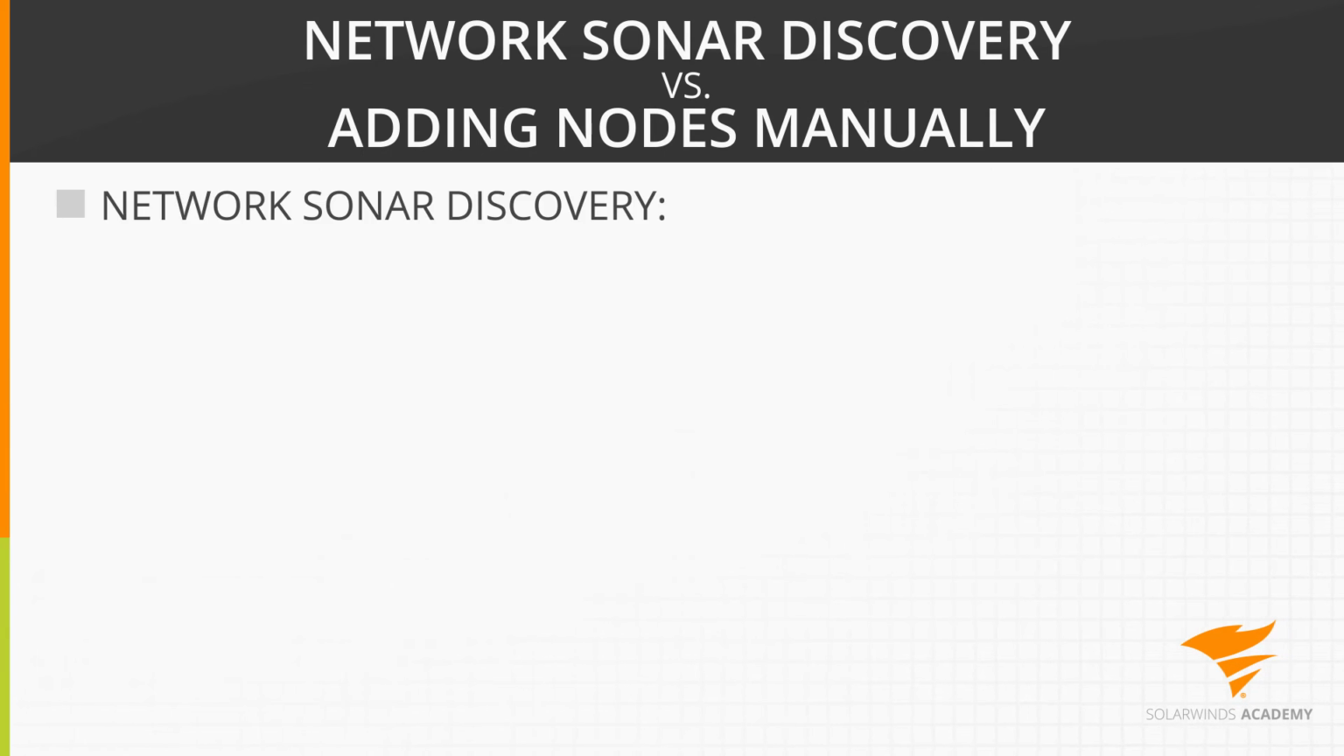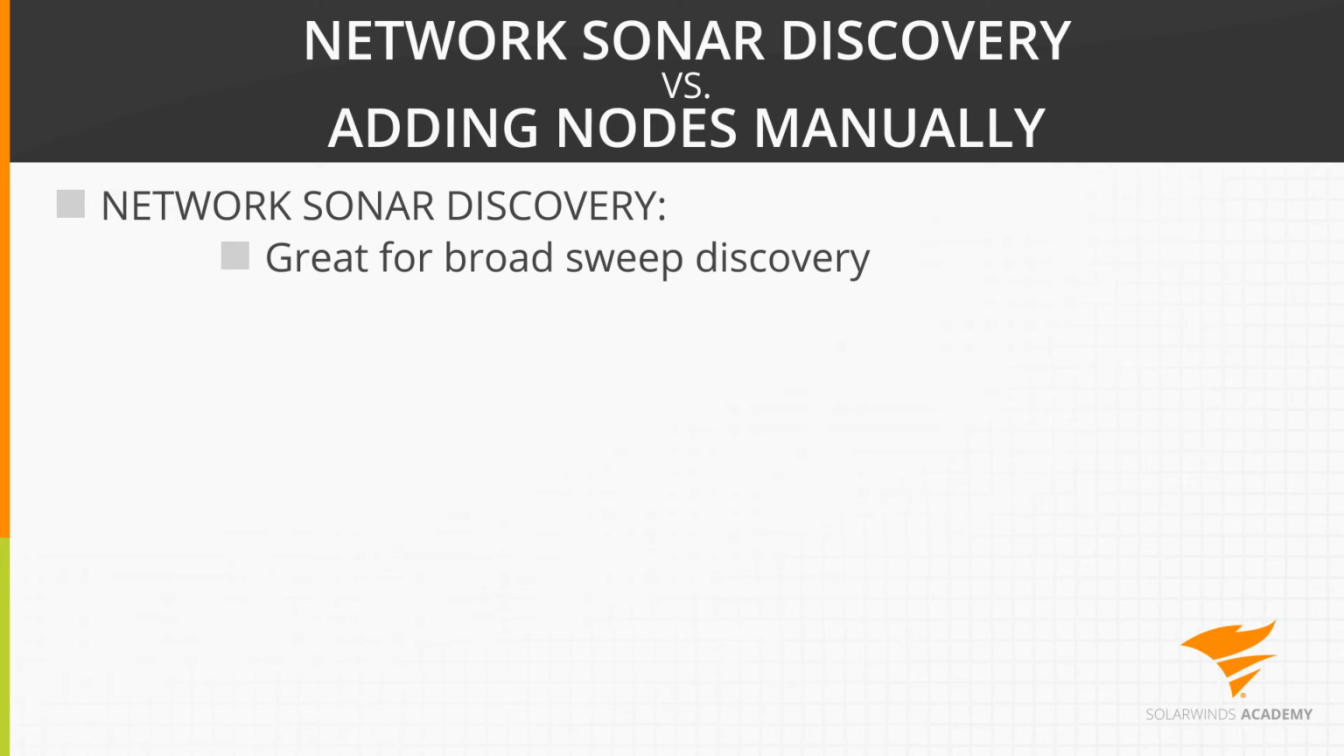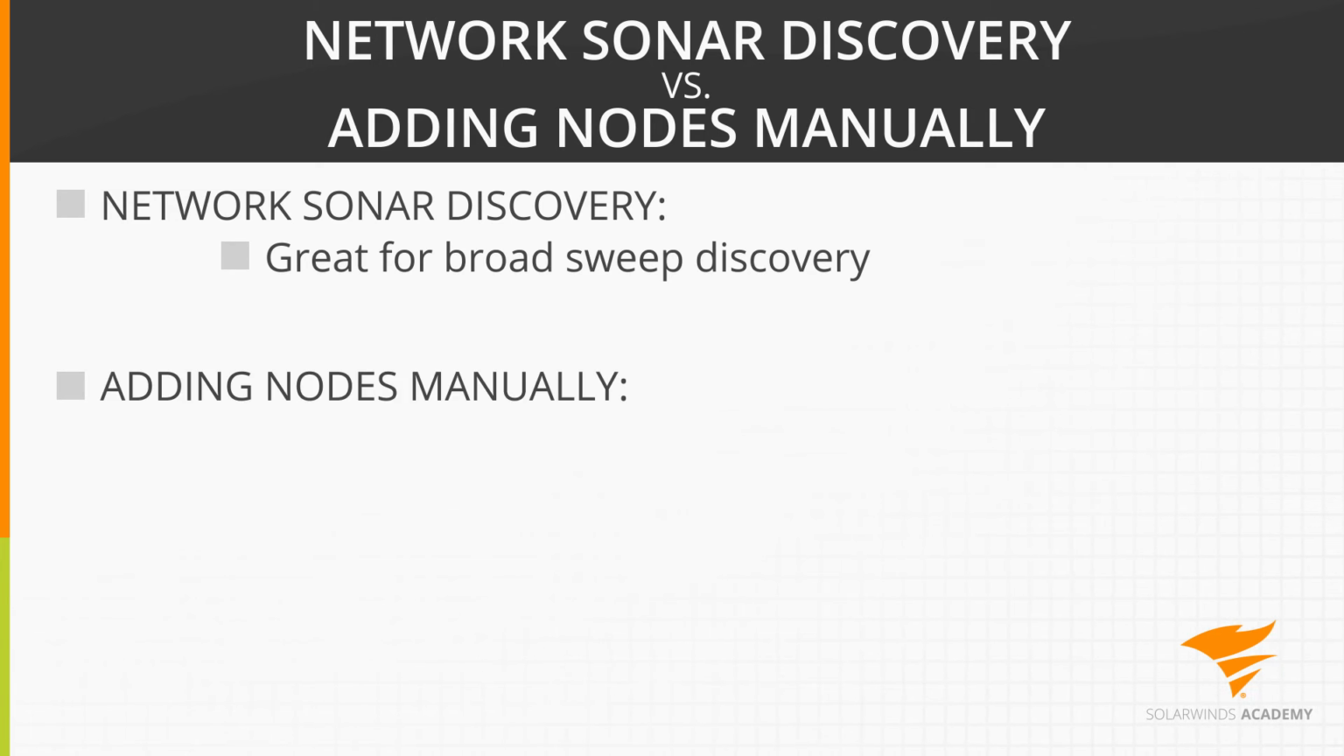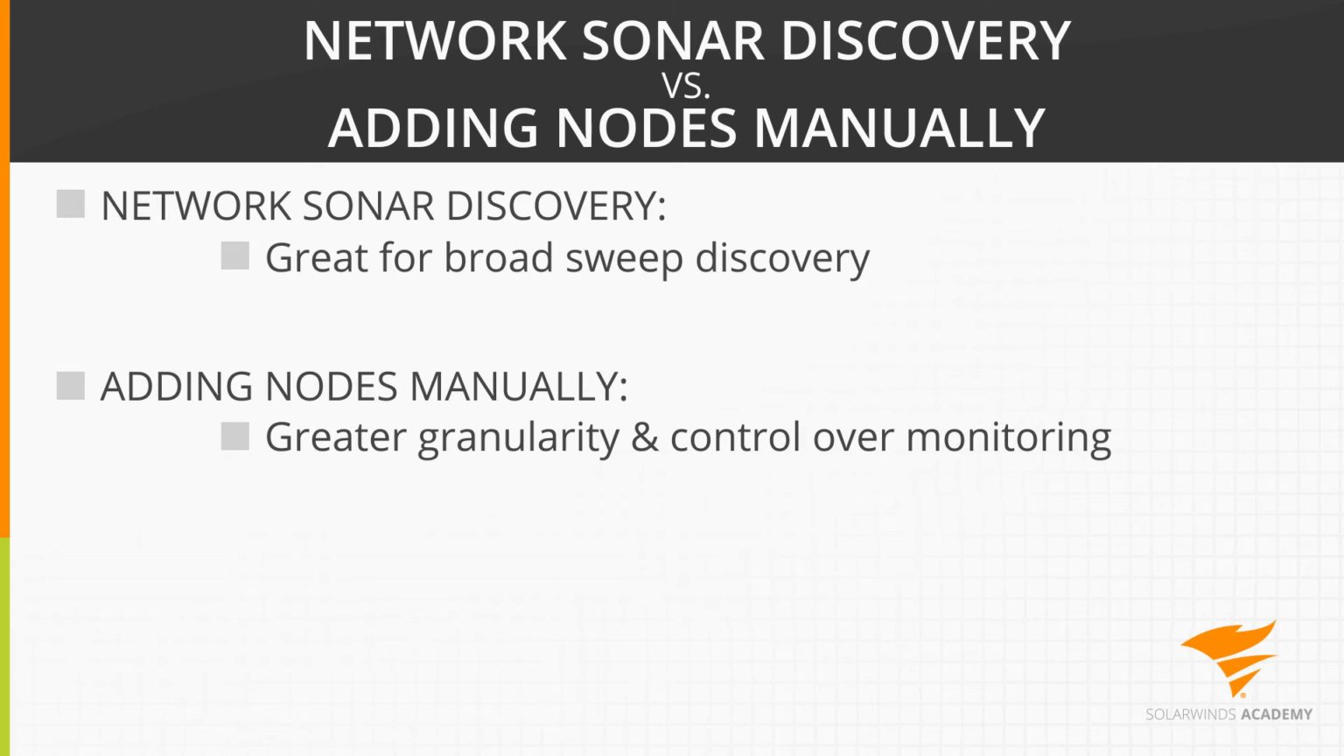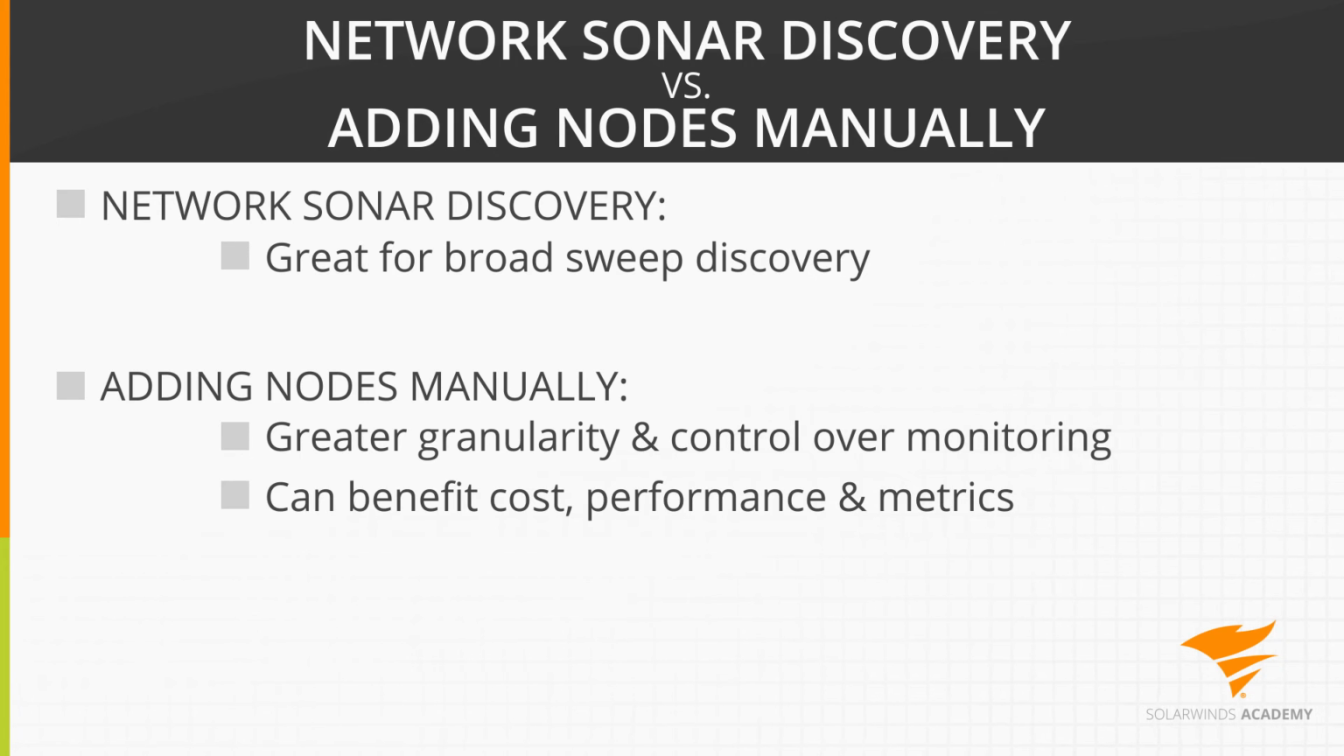So, let's summarize. Network Sonar Discovery is great for broad sweep discovery. However, it doesn't give you the same granularity and control over your monitoring that adding nodes manually does. And that makes a difference when it comes to cost, performance, and the metrics you're going to see. So if you have a particular node you want to monitor a certain way, you should add it manually.